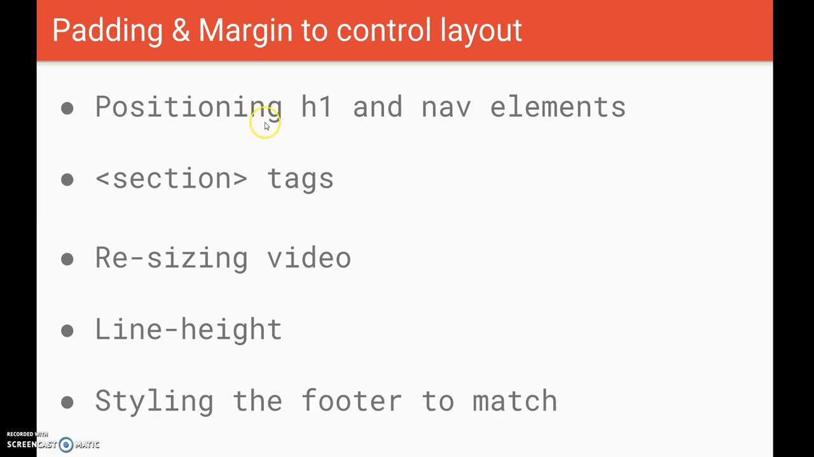We're going to start by looking at positioning the H1 and nav elements, so creating padding and margin around those. We're going to resize the video so it matches the image, adjust the line height for a cleaner and easier to read paragraphs, and we're going to style the footer so it matches the rest of the layout.